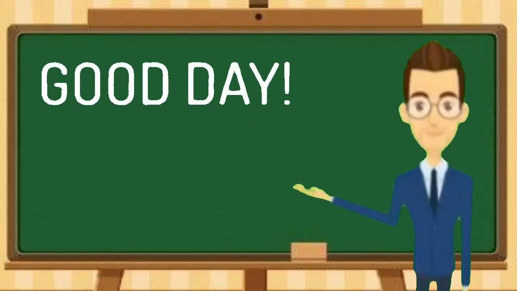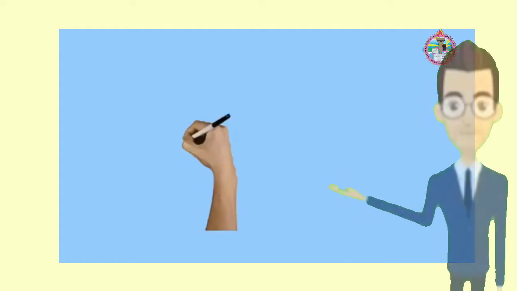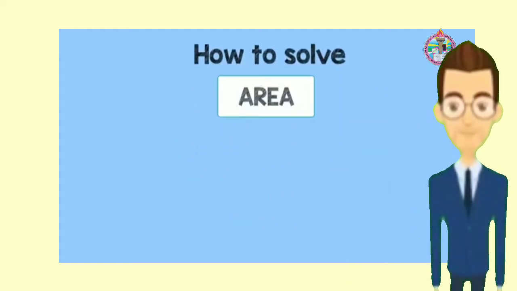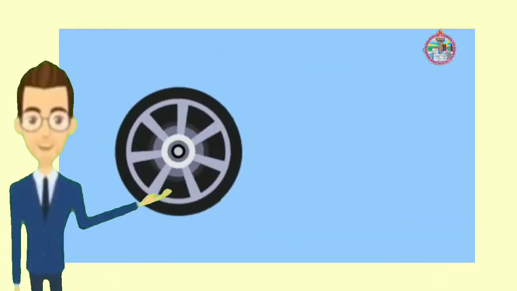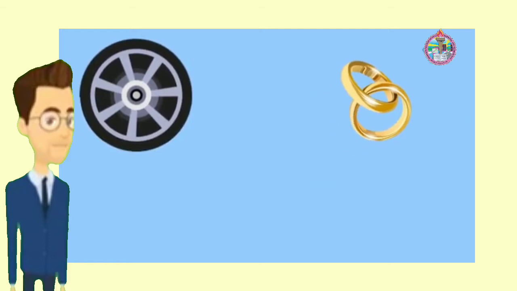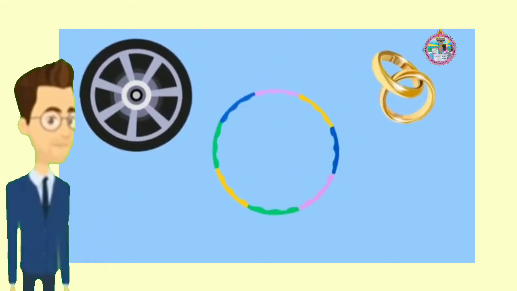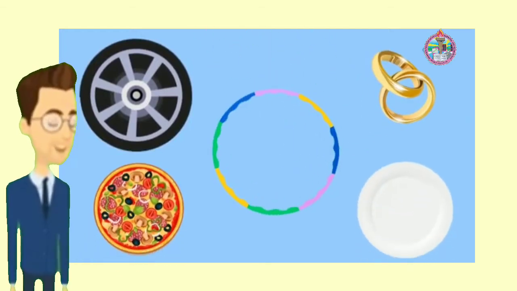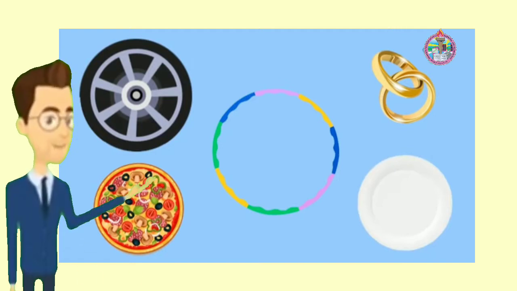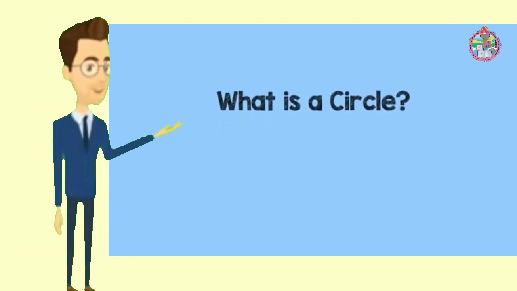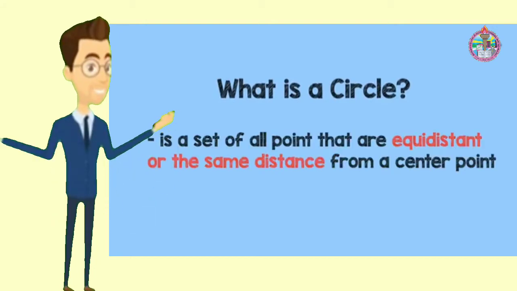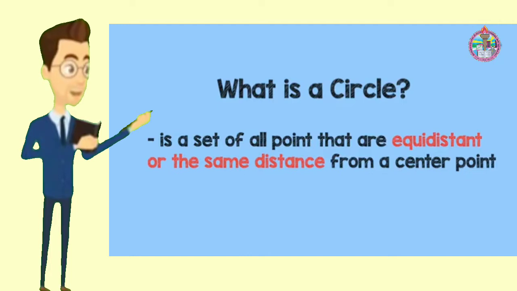Good day, learners. For today's topic, we're going to learn how to solve area and perimeter of a circle. We can find circles everywhere we go. Wheels, rings, hula hoops, pizza, plate are some examples of circle. But mathematically, what is circle? Well, circle is a set of all points that are equidistant, or the same distance, from a center point.